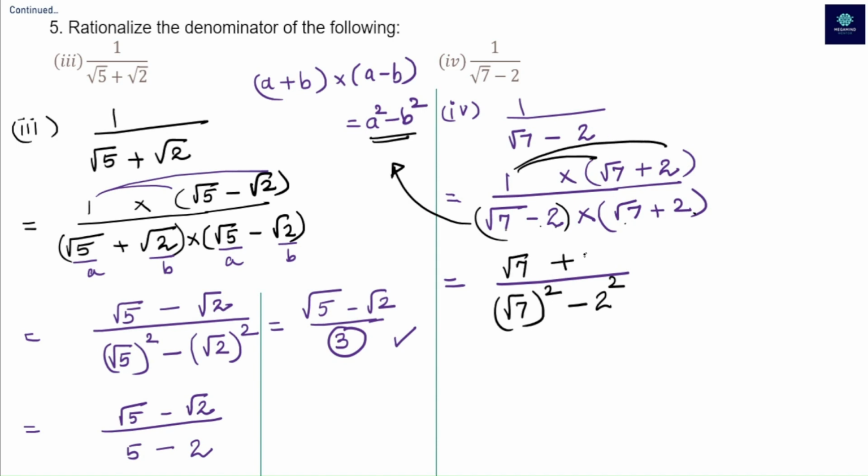So root 7 plus 2. Now in the denominator, you get 7 minus 4 and root 7 plus 2 in the numerator. 7 minus 4 gives us number 3. So it is a rational number or a whole number which we were looking for. And you get the numerator as root 7 plus 2. So this is where you are going to stop solving because we have rationalized the denominator.